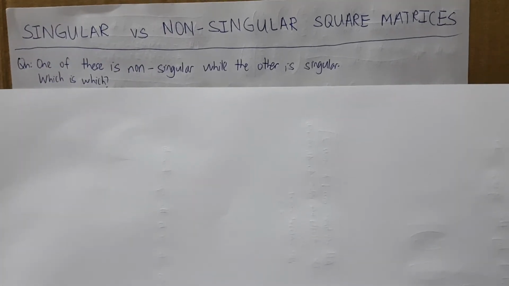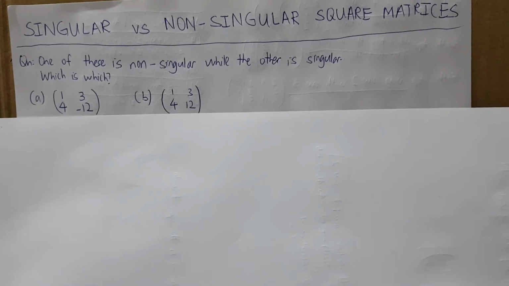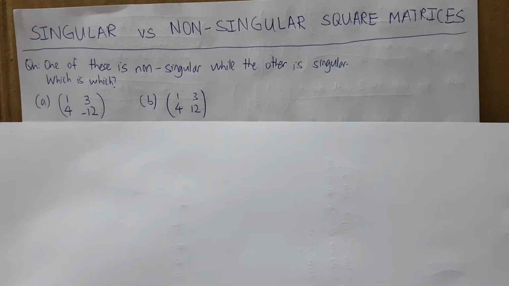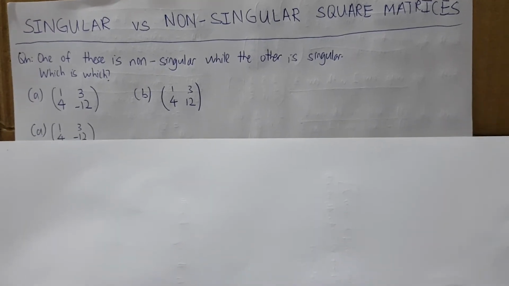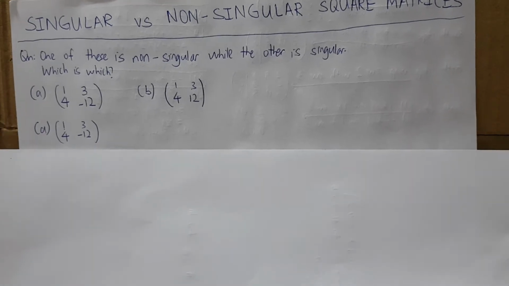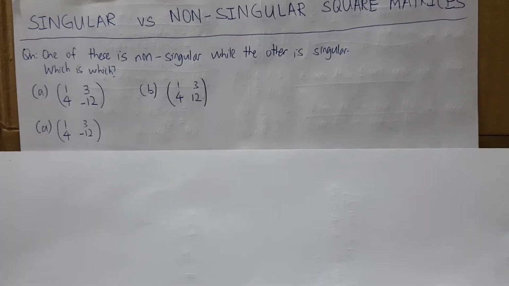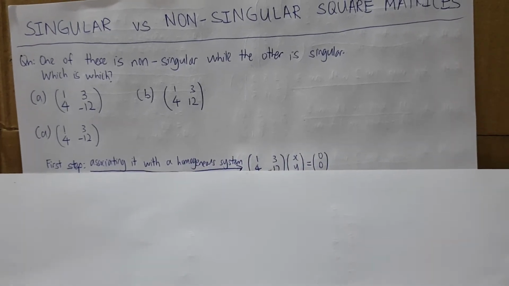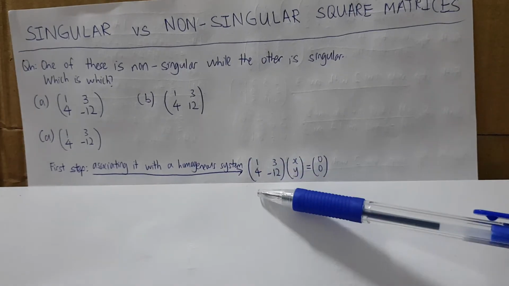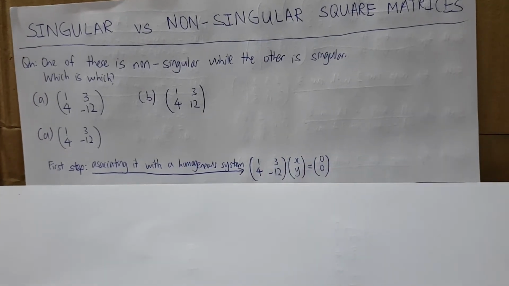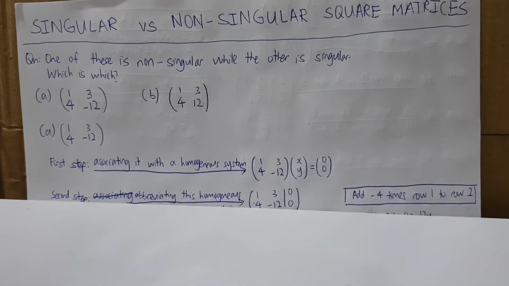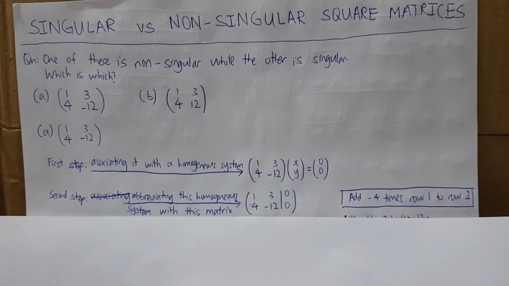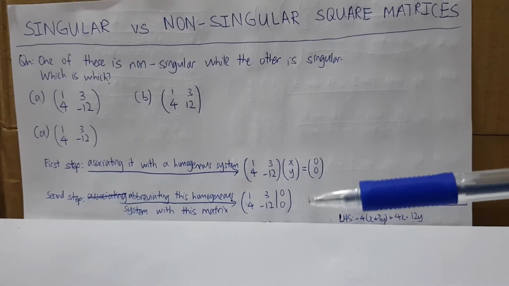So now we are given two matrices. We are supposed to determine which is non-singular and which one is singular. So let's start off with the first one, which is this. What's our first step again? We associate it with a homogeneous system, as you can see over here. After this, we abbreviate this homogeneous system with this matrix. This is the augmented matrix.